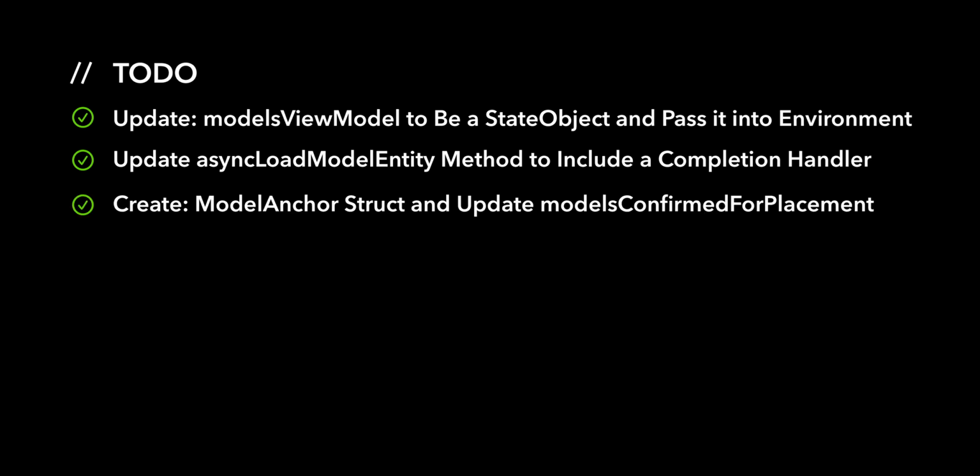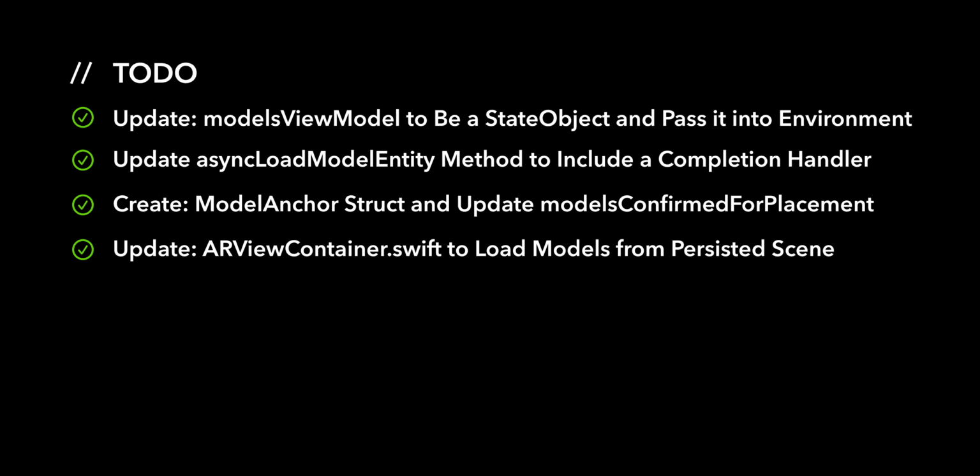The third sub-action item will be to create a ModelAnchor struct in PlacementSettings.swift. We'll also update the type of the modelConfirmedForPlacement property from an optional Model type to an array of ModelAnchor. For the fourth sub-action item, we will make the necessary updates to our ARViewContainer.swift file to allow placement of 3D models by the user or placement of 3D models by loading a saved scene from the file system. Let's get to work.